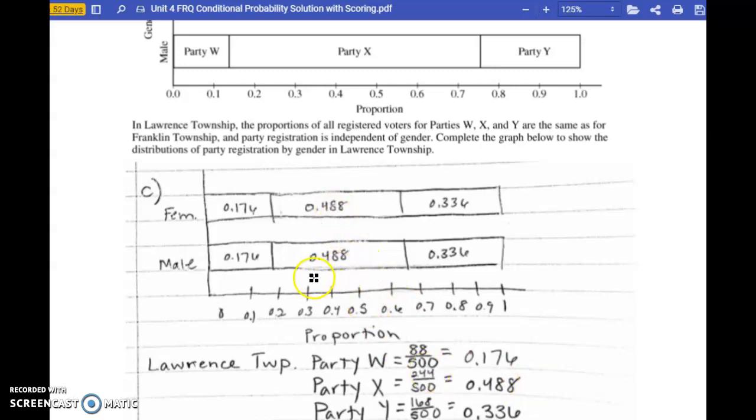And then to graph that, segmented bar graphs are like cumulative graphs. So 0.176 plus 0.488 goes up to about 0.6 something something. That's where my bar ended here. And then same when I add my last probability for party Y, and that finishes out my bar to a total probability of 1.